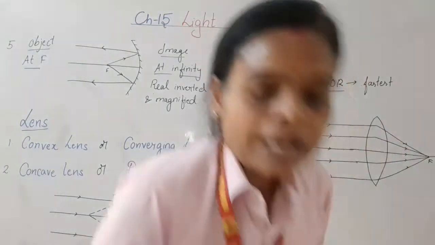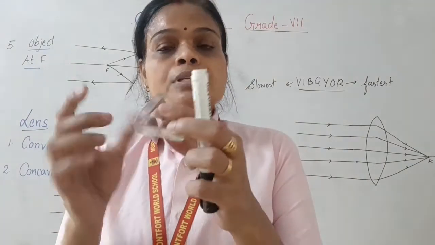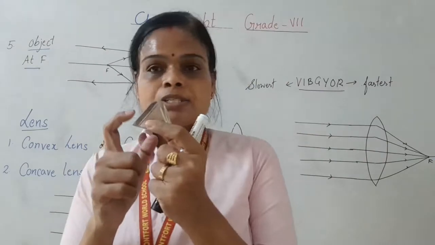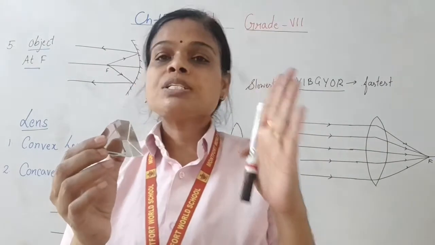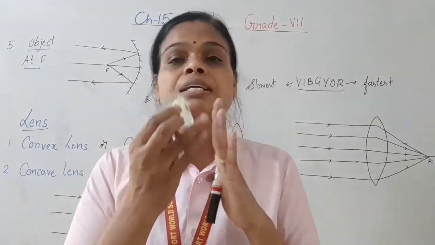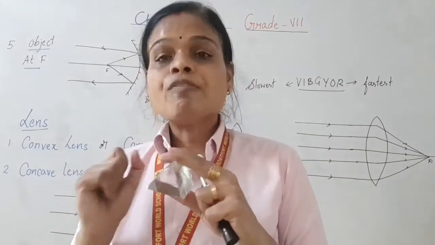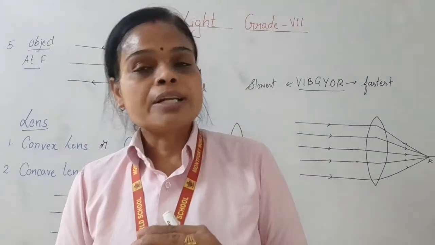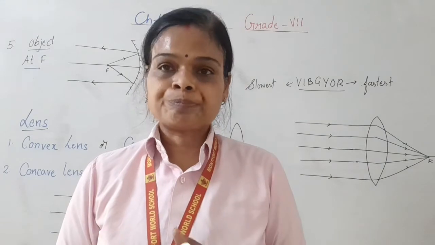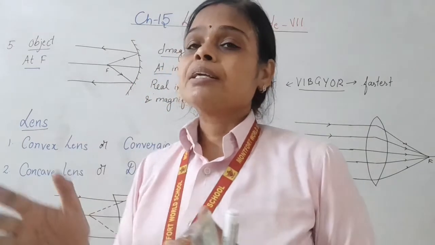Now I have a prism in my hand. Suppose we keep this prism in the sunlight, so the white light passes through the prism, and when we place a screen on the other side, the white light splits into 7 colors, and you can see the 7 colors on the screen. This splitting of white light into 7 colors is called dispersion, and these 7 colors are called the spectrum.